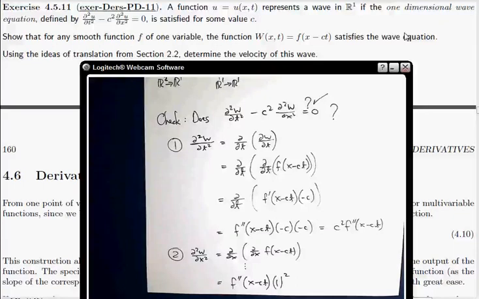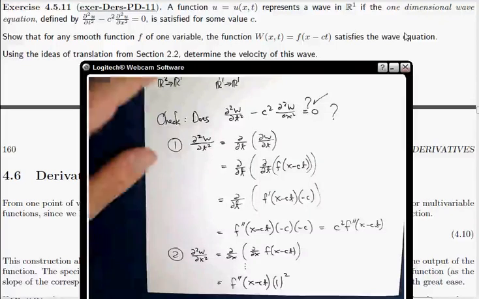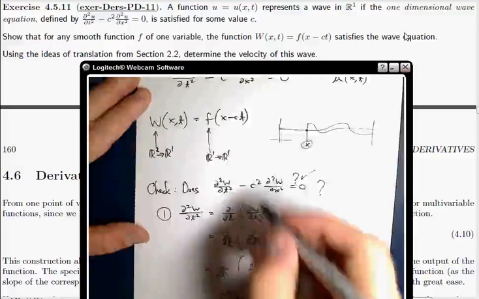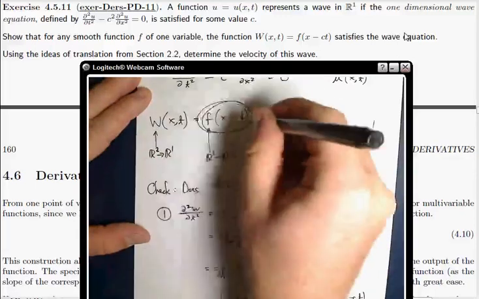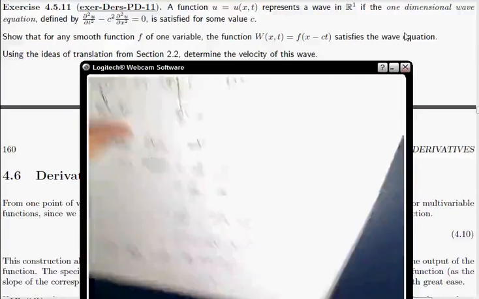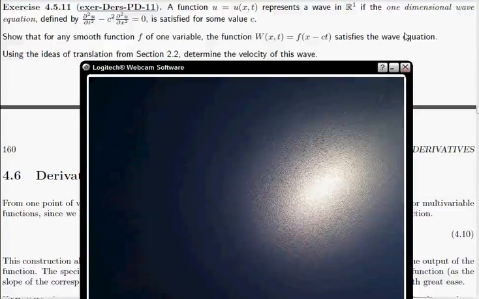Okay. All right, so what I want to do now is the second part of the problem, which says use the ideas of translation from section 2.2 to determine the velocity of this wave. So in other words, forget about the differential equation. Let's just look at this expression and see, can we make sense out of why this represents a wave? And here's the idea there.